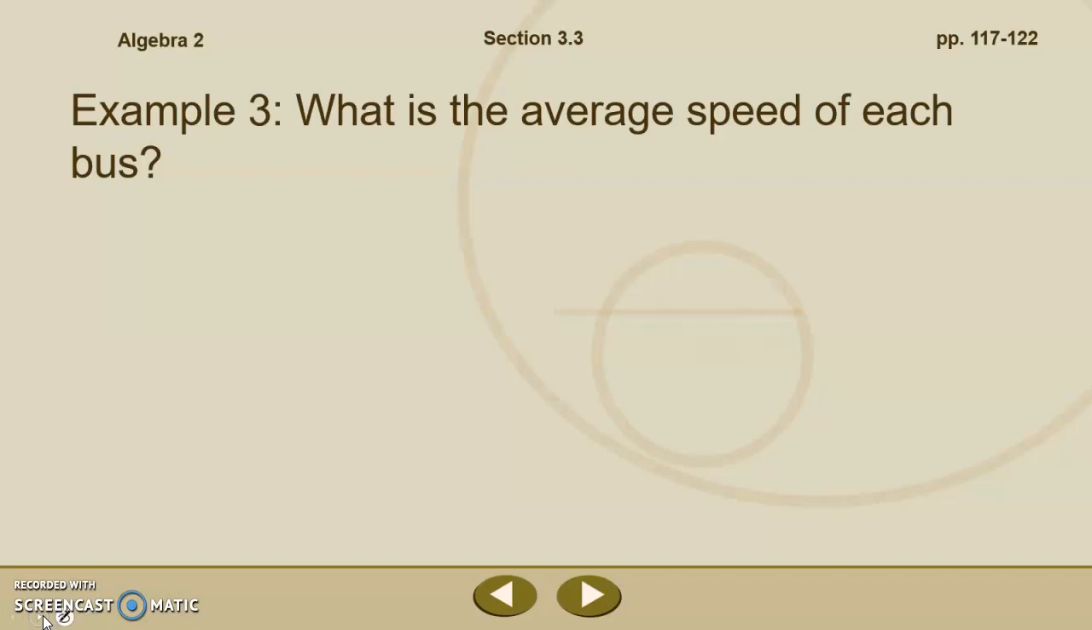All right, let's take a look now. We've done a digit problem, and another digit problem involving money. Let's take a look at a motion problem here.